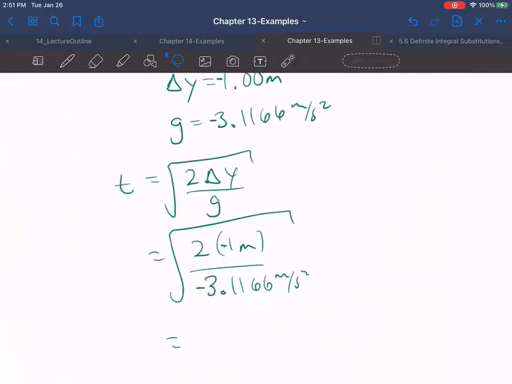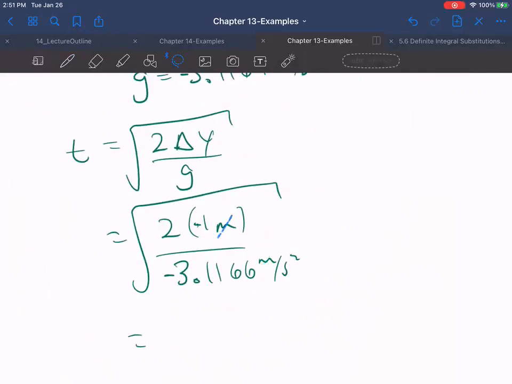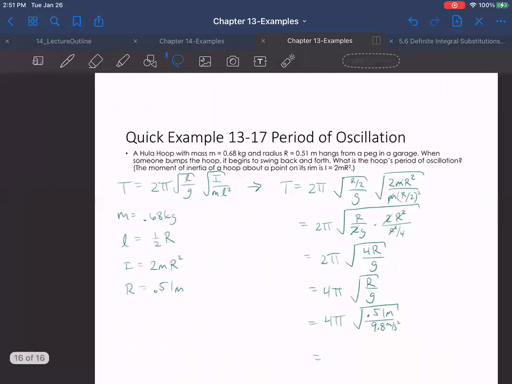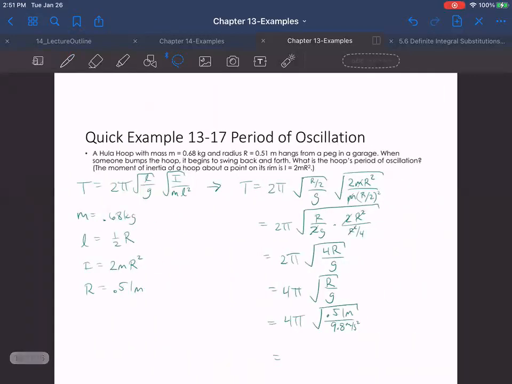And you can look at your units there. The meters cancel with the meters, and then you have 1 over seconds squared, which is just seconds squared. Square rooted is just seconds. So you'll end up with seconds when you do that. All right, and that's 13-16. Now 13-17, which I think, yep, is the last one.